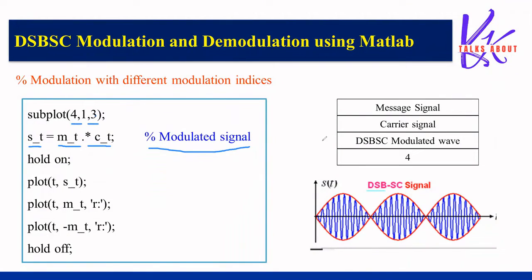That means in the third row of the matrix I am plotting my DSBSC modulated wave. Here we are using a predefined function to plot the positive half and negative half of your message signal. So plot t comma s of t. Already we have plotted the DSBSC wave, and plot, hold on, means on the same image we are plotting t comma m of t, that is message signal.